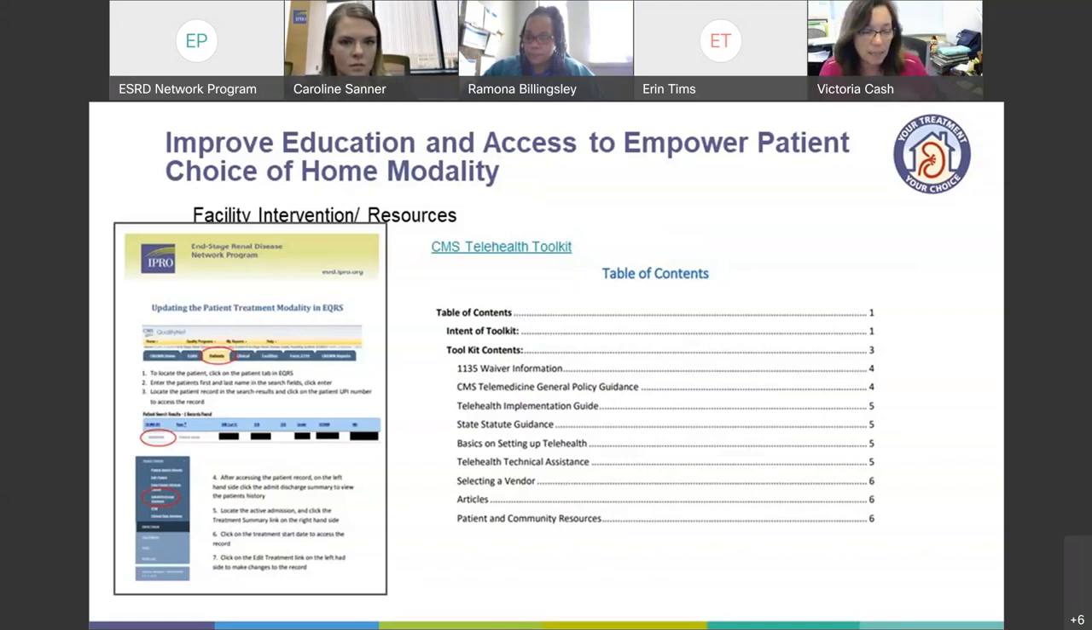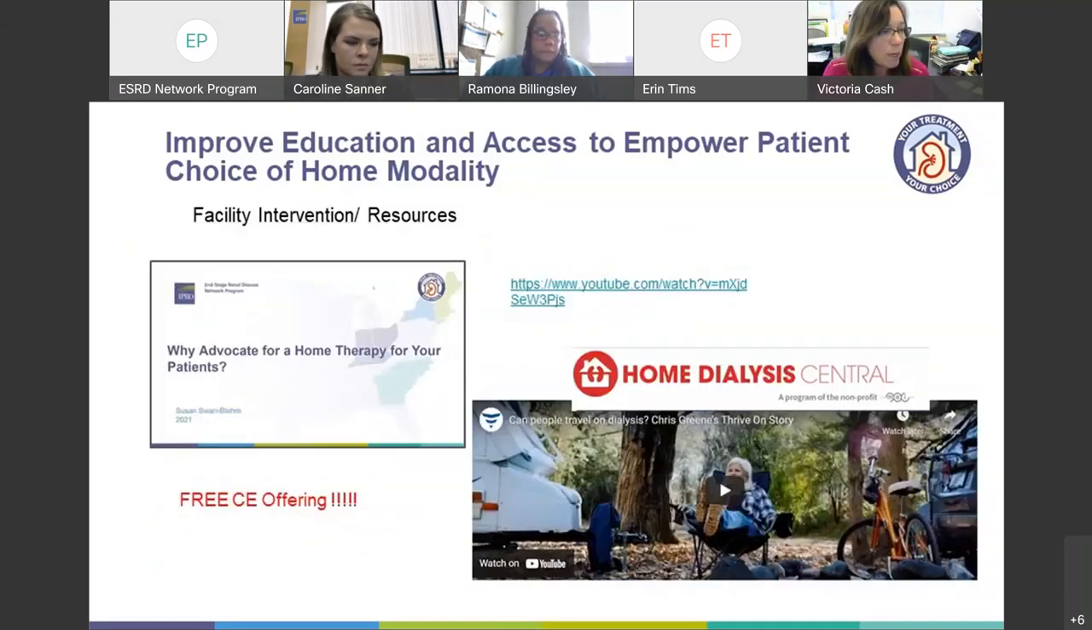It actually has ideas about how to go through a clinic visit as well as how to get connected, even some ideas about technology to use that may be easier for patients. So if you're struggling with telemedicine, we ask you to look up the toolkit. We did just start offering, and I really want to promote it.